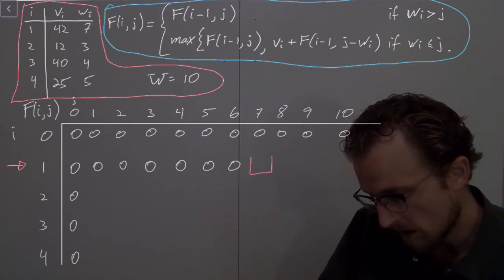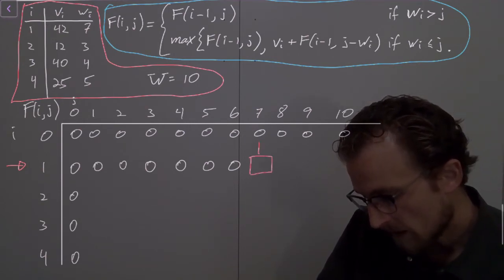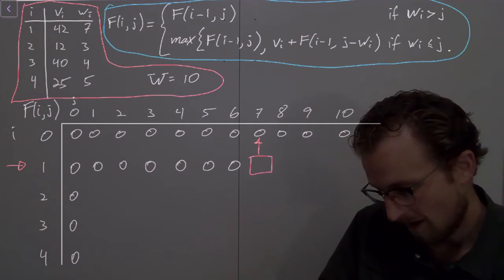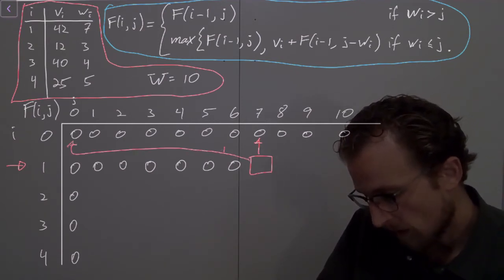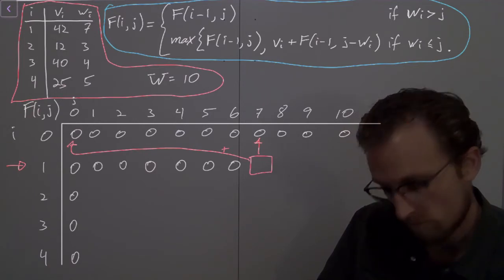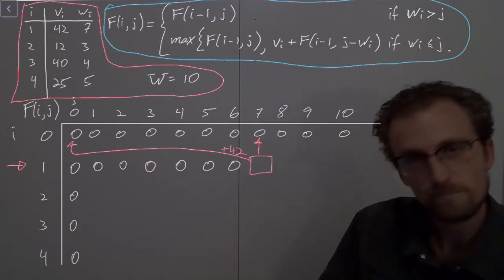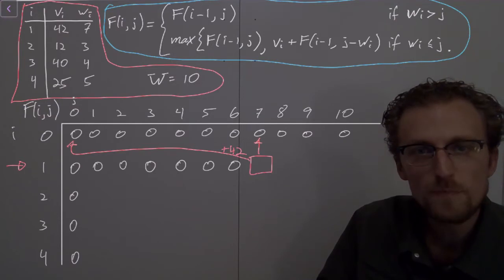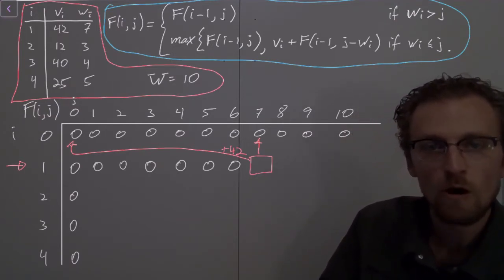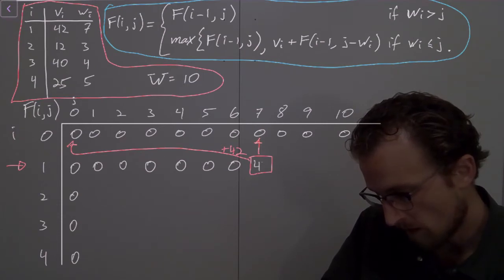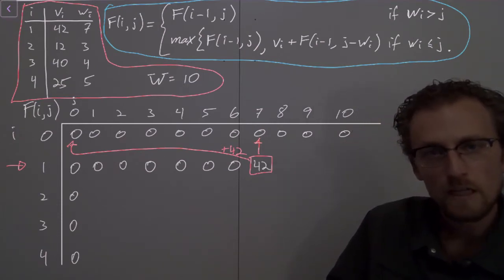So the number in this box is either that, or it's that plus the value of item one, right? Plus 42. Okay, which number is bigger? Well, 42, right? I'm comparing 0 with 42 now, and 42 is clearly bigger. Okay, so what did we do?